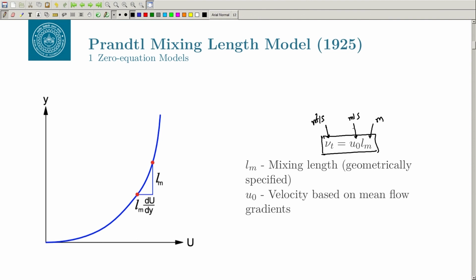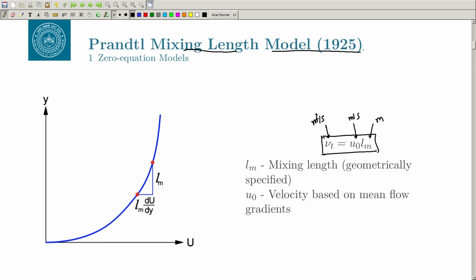Before we go to the more advanced models like k epsilon, k omega, SST k omega, etc., I want to look at some of the earliest developments of these turbulence models. One of the earliest models was proposed by Prandtl, called the Prandtl mixing length model, and it has worked quite well for very simple, canonical flows, and that is why it is important to know about the historical aspect of this model development.